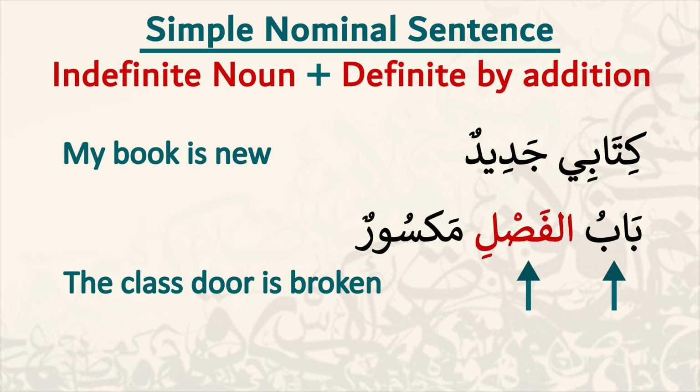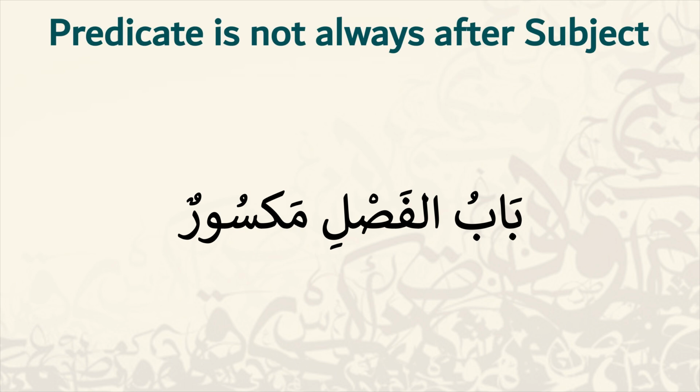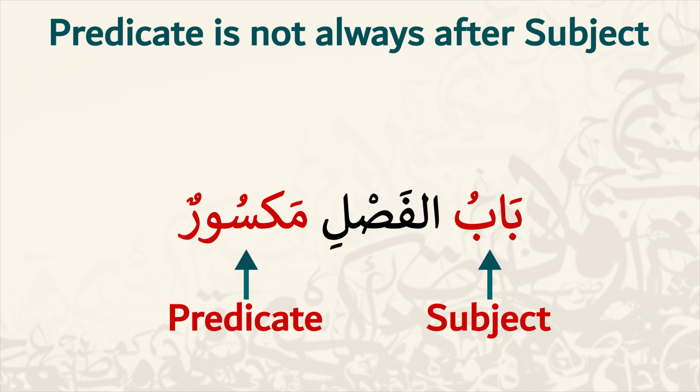One important point you need to know: predicate is not always coming after subject, which means they may have words in between based on the construction of the sentence. Like this example we saw, باب الفصل مكسور. The first word, باب, is the subject, and مكسور is the predicate. This word in between is complement. So we can see some words between the subject and predicate. They are not necessarily in series, and in many cases we can see many words in between.